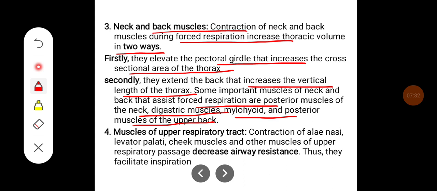Muscles of the respiratory tract. The contraction of the ala nasi, levator palati, cheek muscles, and other muscles of the upper respiratory passage decreases airway resistance. Thus, they facilitate inspiration.